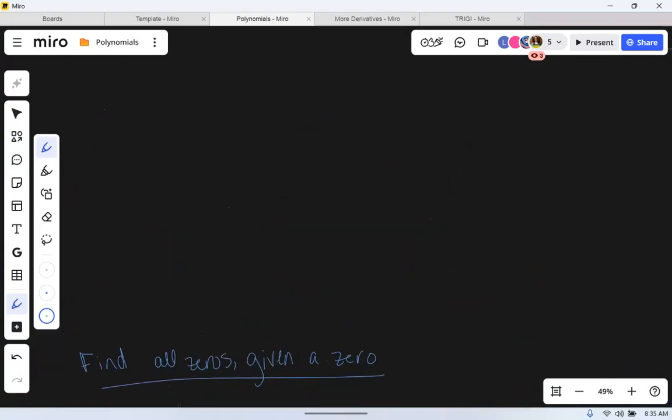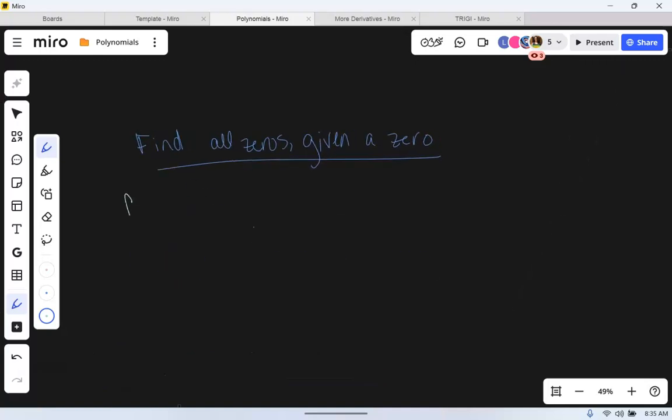Okay, so what happens if I have, this is number 12. I have this polynomial, and I need to find all the zeros, but I cannot factor it. I don't know how to factor that, right? But they give me a zero. They say that one of the zeros is 4. What can I do to find all the other zeros?